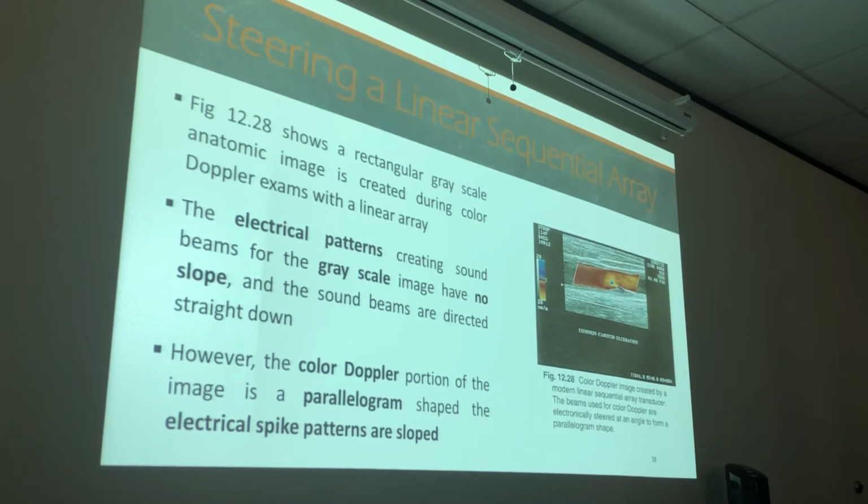Our 2D image, you can see it's rectangular. It doesn't have a slope. A rectangular image is going to be straight. But when it creates a parallelogram with a linear switched array transducer, that means those excitation patterns are sloped to create that.